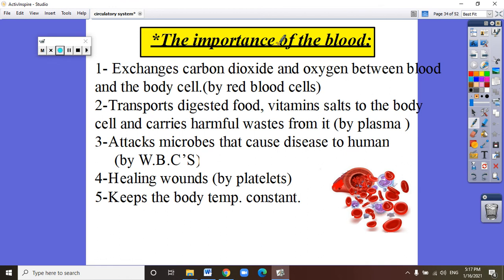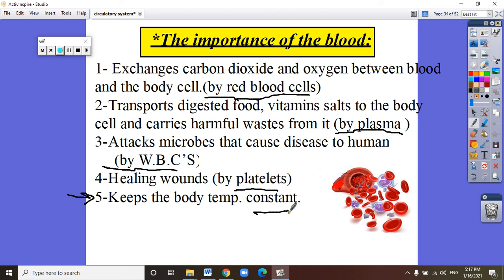So what is the importance of the blood? Number one, exchange carbon dioxide gas and oxygen between the blood and the body cells, and that's the function of the red blood cells. Number two, transports the digested food, vitamins, and salts to the body cells and carries harmful wastes from them, and that's the function of the plasma. And number three, attacks microbes that cause disease to man, the function of the white blood cells, and healing wounds by the platelets. And don't forget, it keeps your body temperature constant.